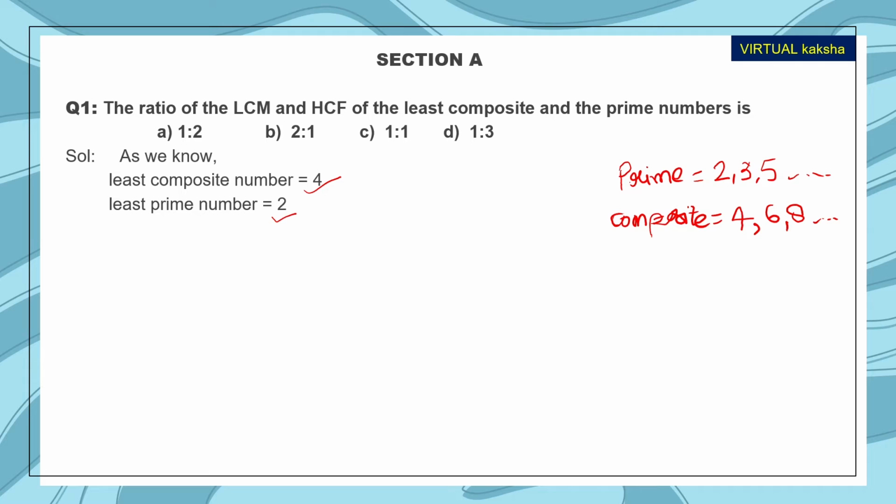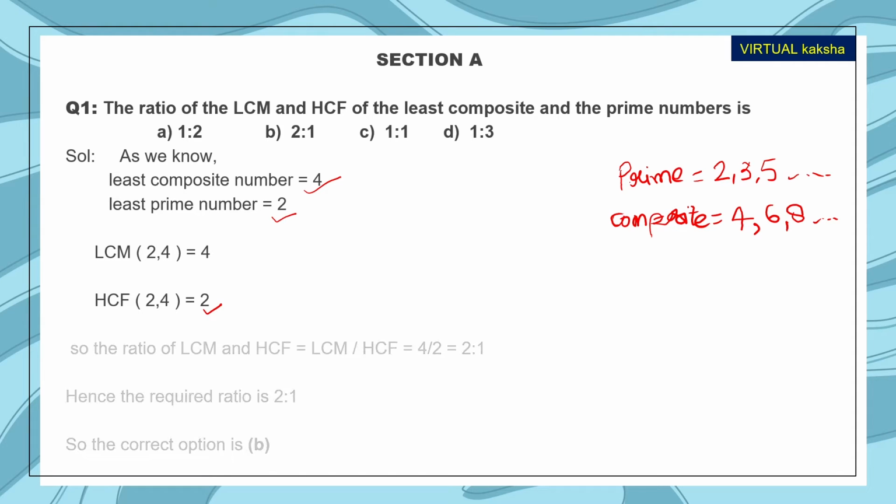Let us find the HCF and LCM of the least composite number and the least prime number. The LCM of 2 and 4 is 4 and the HCF of 2 and 4 is 2. So the ratio of LCM and HCF will be 4 upon 2, that is 2 is to 1. Hence the required ratio is 2 is to 1, so option B is correct. Let's try question number 2.